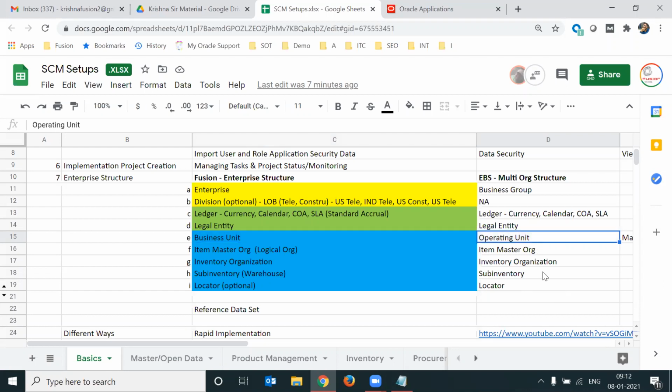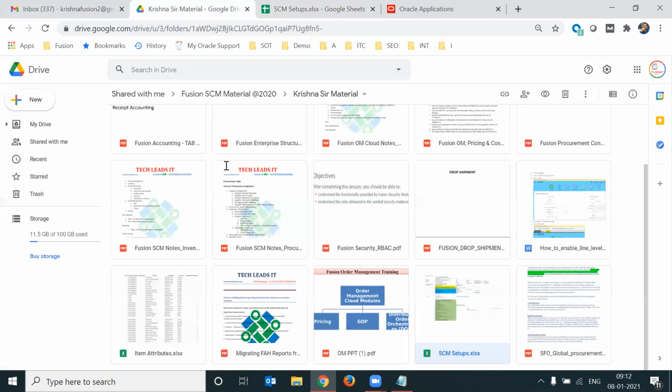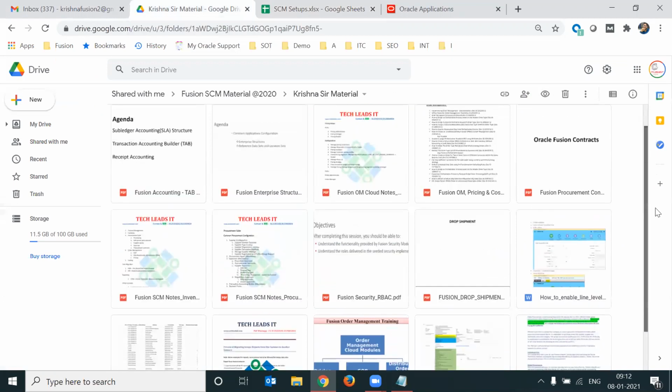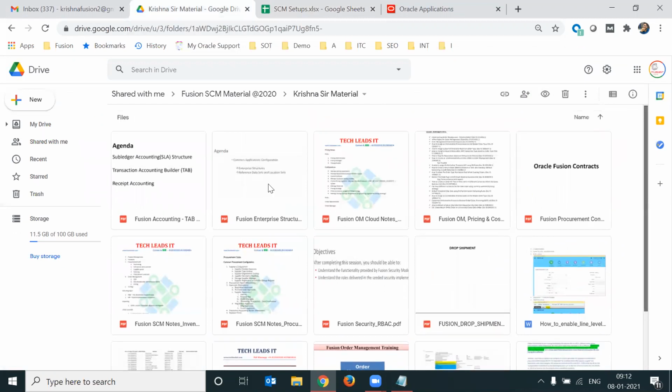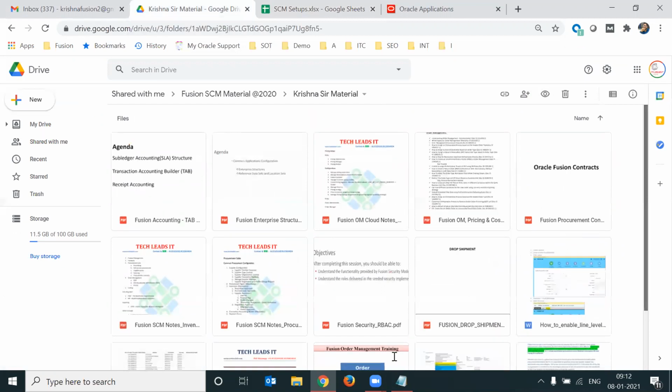So in case of operating unit, in the Krishna material folder, there is one document called enterprise structure, which has the definitions about what is an enterprise and some examples.